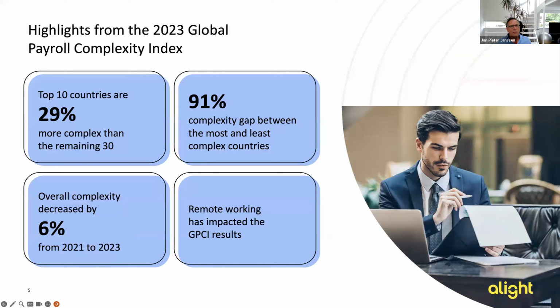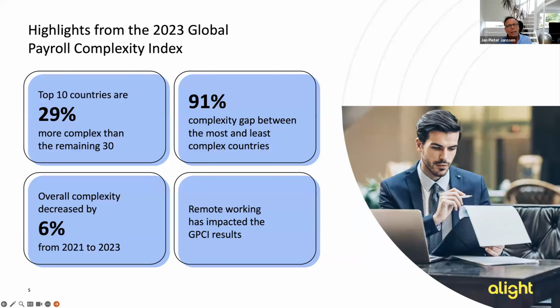Now, if you take a look at what happens, what you can see is that the top 10 countries are around 30% more complex than the 30 other countries. That is kind of interesting if you think about it from an effort perspective, from a knowledge perspective. So that gives you an indication of what that means for you as an organization, as professionals.